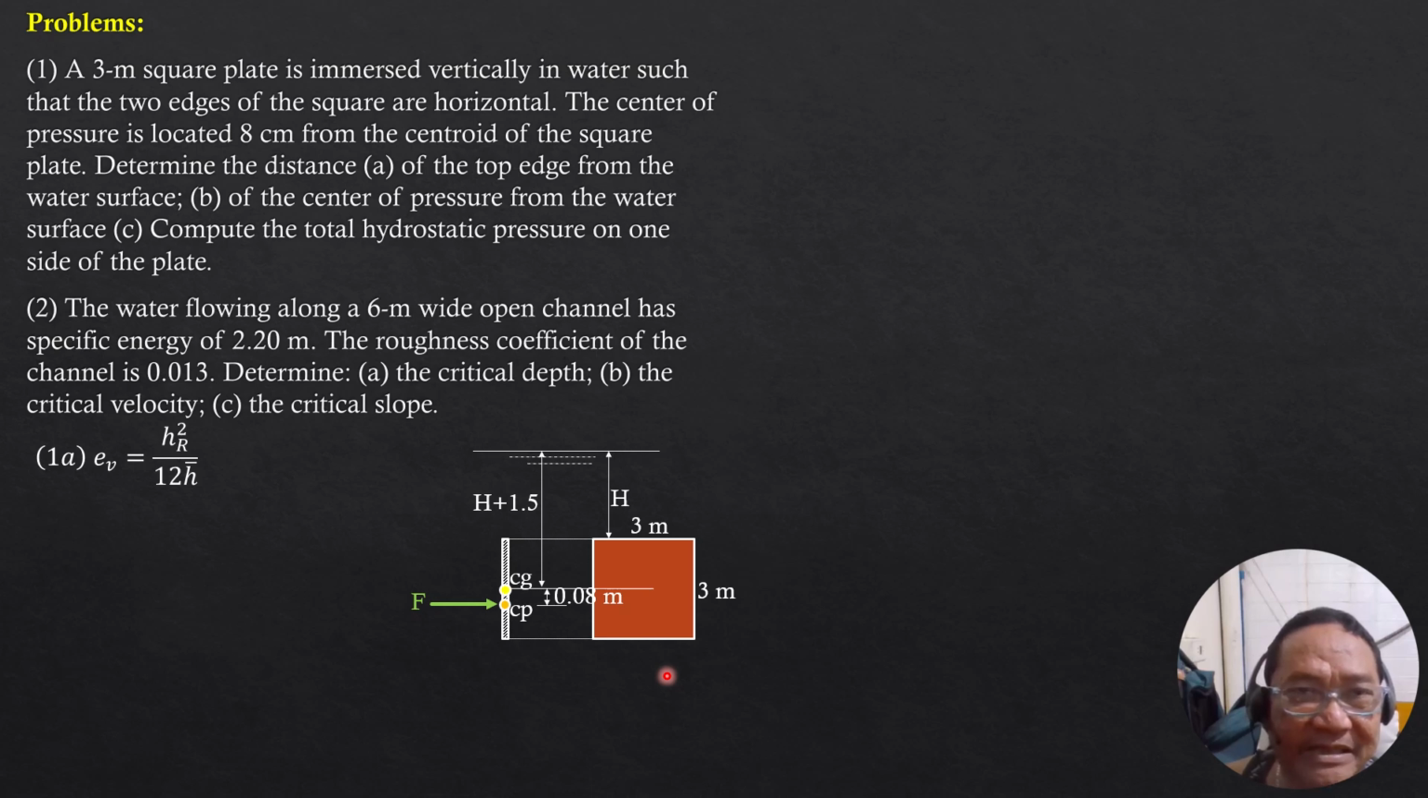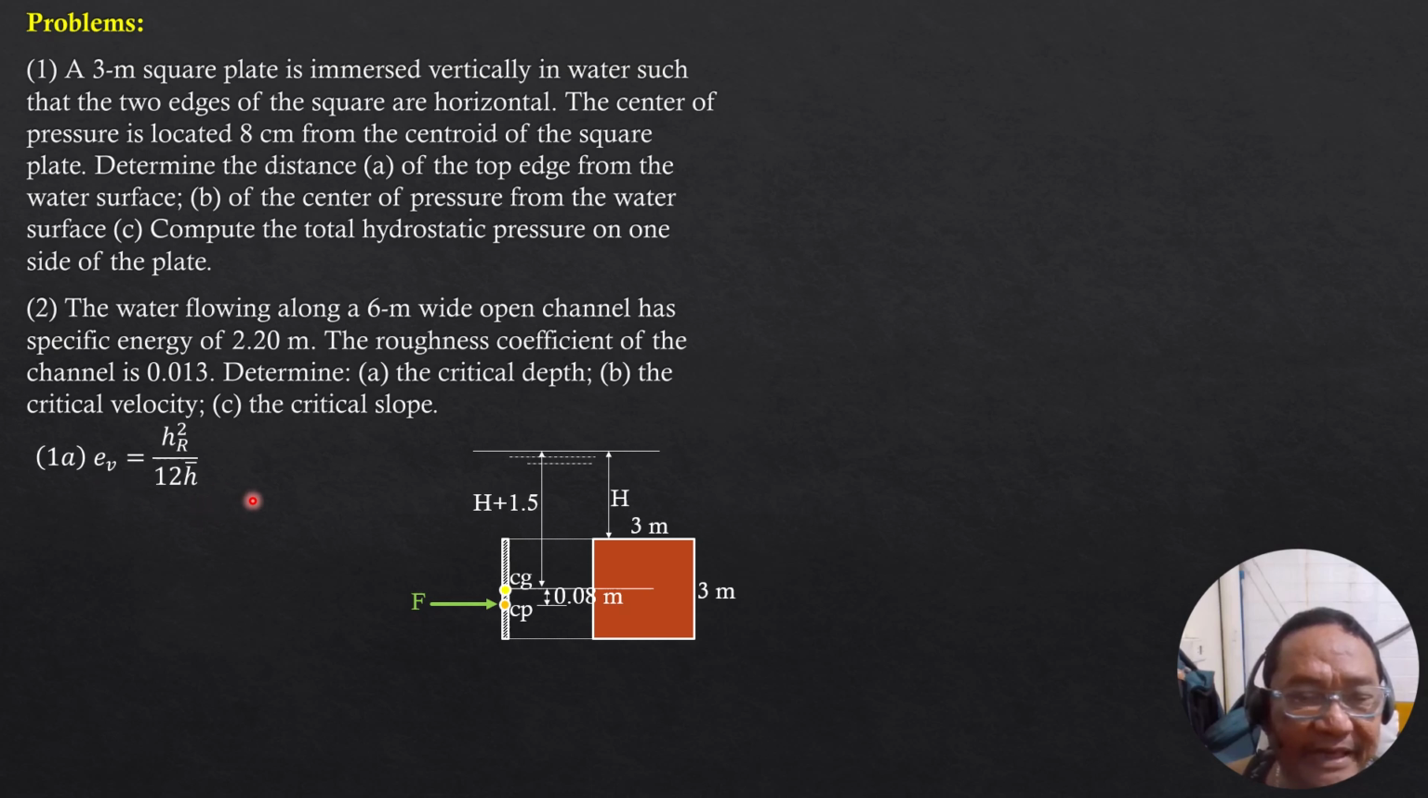Area is B times H, the base and height of the rectangle, and h bar is big H plus 1.5. So it reduces to the height of the rectangle squared over 12 h bar. As I said, you can go over that video and the derivation.